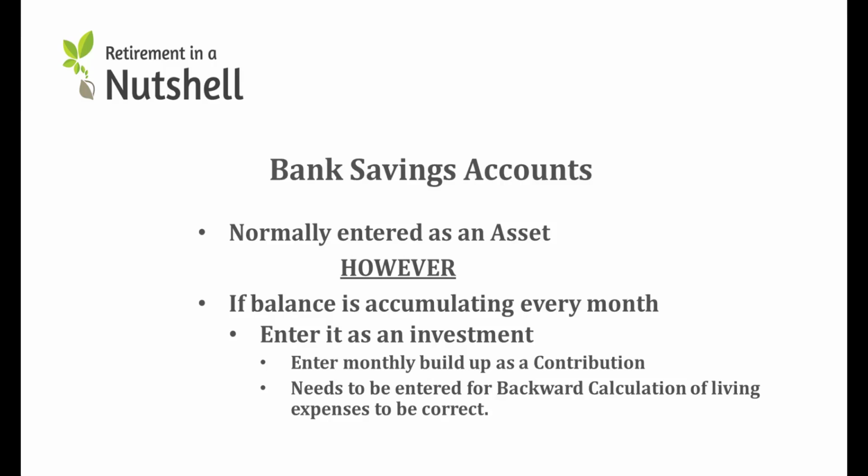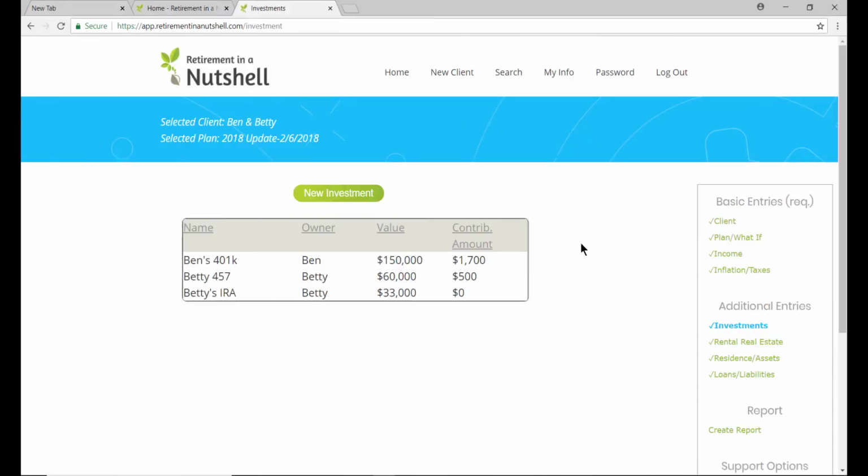The monthly accumulation is considered savings, so the account should be entered as an investment, and the monthly increase entered as a contribution. If this is not done, the calculated expenses will be too high, and with inflation, increase the shortfalls in future years. If the client is not sure how much they accumulate in a month, find out how much it increased in the last year and divide by 12.